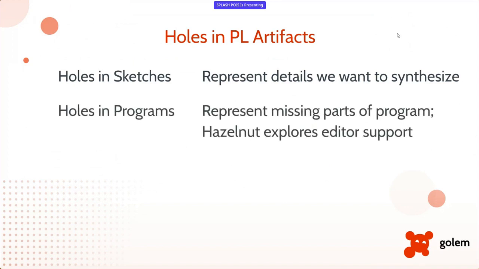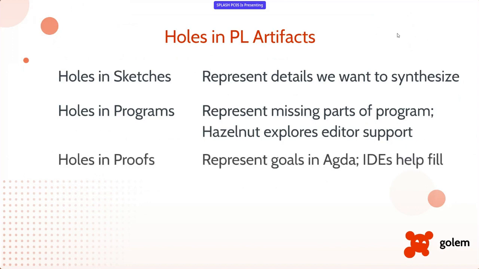And since then, we've looked at other kinds of artifacts with holes. So Cyrus did some work with Hazelnut in providing editor support for programs that were incomplete and had holes that hadn't been written by programmers so far. Certainly, people who work with theorem provers have dealt with holes in proofs for a while. So a hole in a proof might represent a goal to be accomplished to help take the next step towards completing a proof in a language like Agda. And IDEs can help manage where the holes are and filling them in.